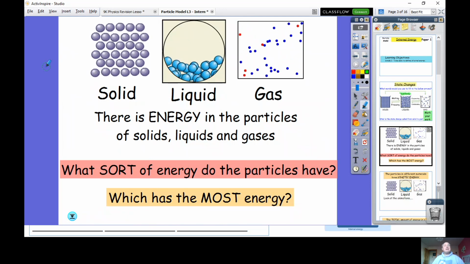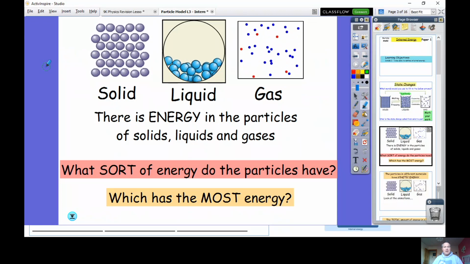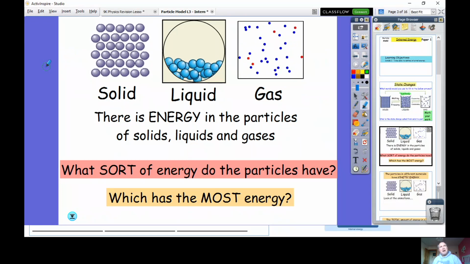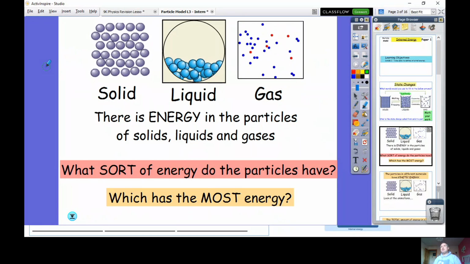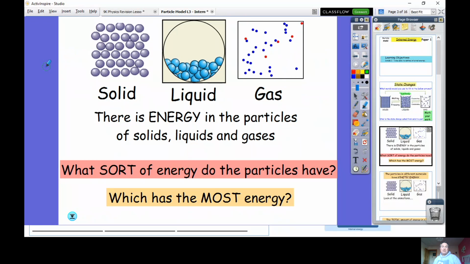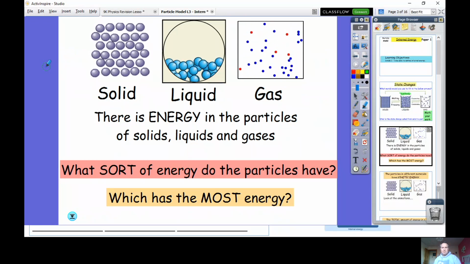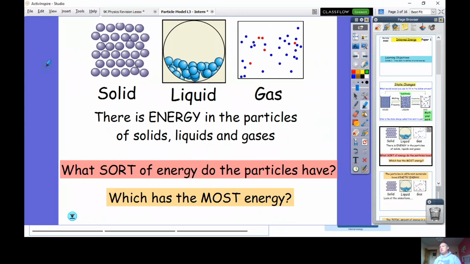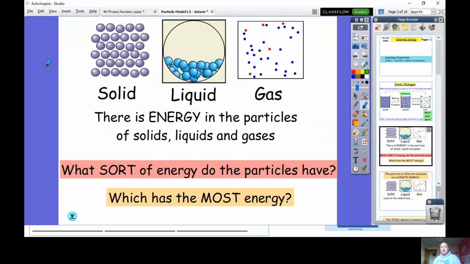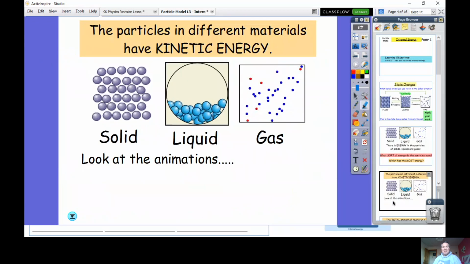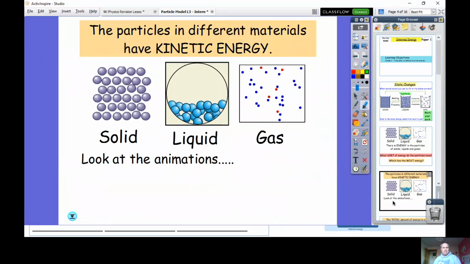In a solid, the particles are just vibrating. In a liquid, they are moving faster. They're able to move past each other and move in all directions. In a gas, the particles are moving very fast in all directions. There's a proper science name for the type of energy things have when they are moving. That type of energy is kinetic energy.